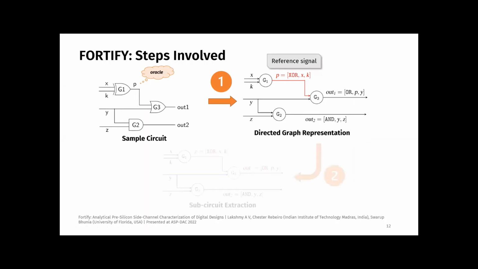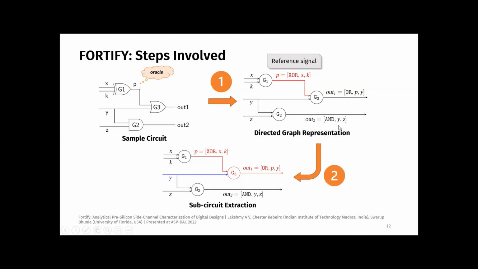The next step is sub-circuit extraction, wherein Fortify identifies the portions of this directed graph which are influenced by the reference signal. This is done by identifying all the gates and signals which are reachable from this reference signal, which in this case is the gate G3 and the signal out1 depicted in red. And further identifying all the other inputs which feed into these reachable gates. So in this case, it is this input signal Y depicted in blue.